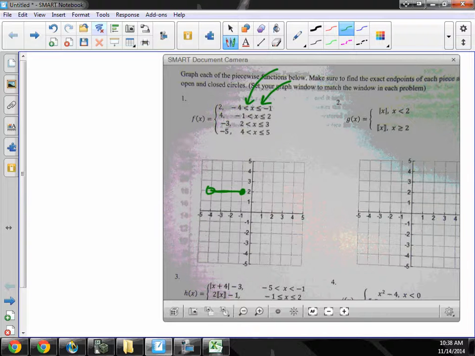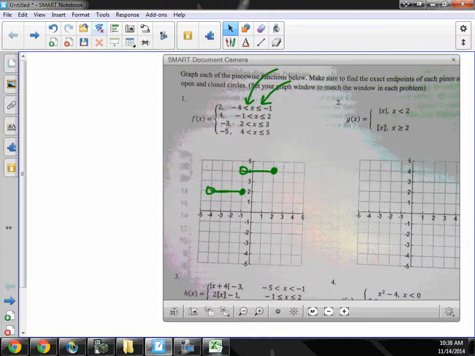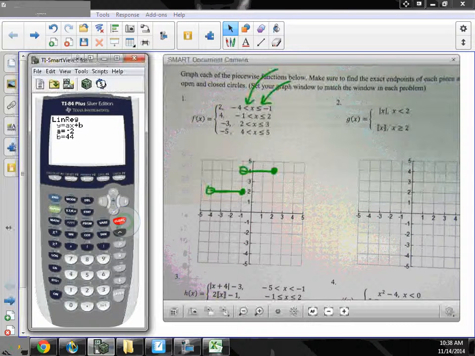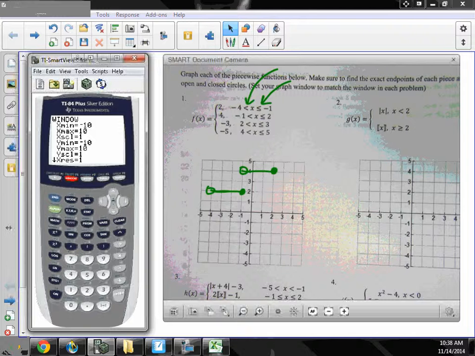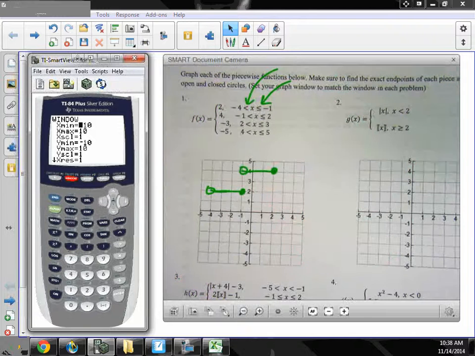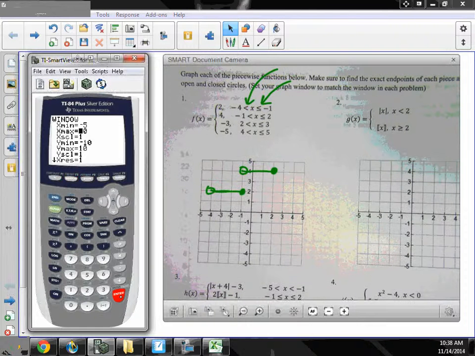So we go up to 4 from -1 on the x up to 2. Is the left side open or closed? Open. Is the right side open or closed? Closed. Okay. Now you can actually do this on your calculator. Let me show you. So I'm going to change my window from -5 to 5 on my x and from -5 to 5 on my y. So change your window to look like this.